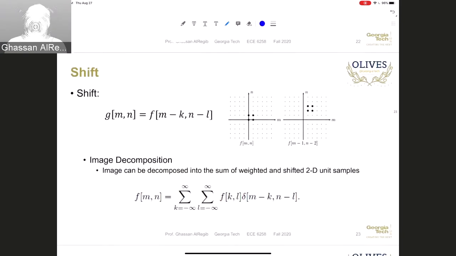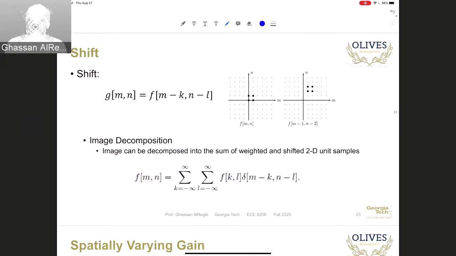And then shifting. This is a very specific case, but I have a 2x2 dimensional image, a 2x2 signal, and then you shift in the horizontal direction by 1 to the right, and in the vertical by 2 to the top. So I'm shifting one horizontally and two vertically. So K and L are our shift indices.